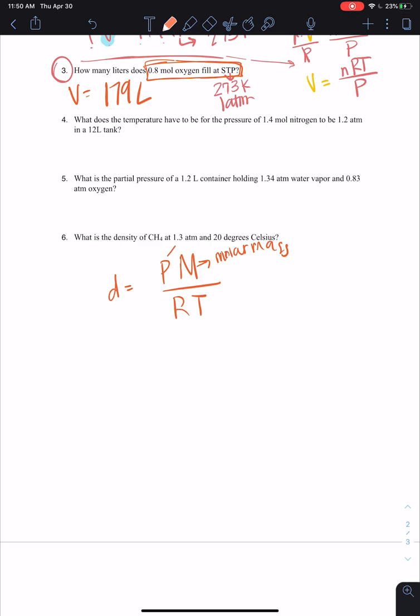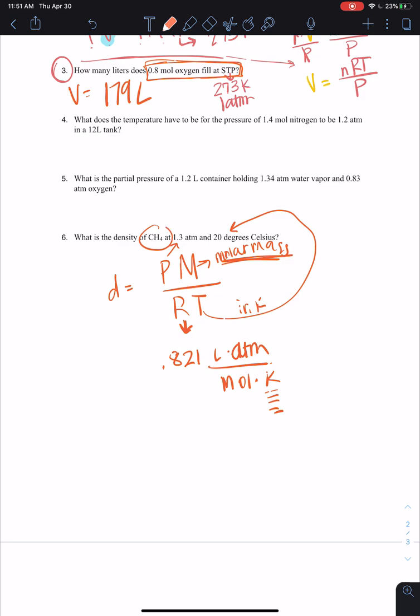We know that P is 1.3 atmospheres. We know that T is 20 degrees Celsius, which, by the way, since we have R in this equation, and R is 0.821 liters atmosphere per mole Kelvin, you see that Kelvin? If you ever see Kelvin in there, that means you need to make sure your T is in Kelvin. So we'll have to change that 20 degrees to Kelvin. And M is molar mass. Well, we know that our substance is CH4, so we can find the molar mass of CH4.